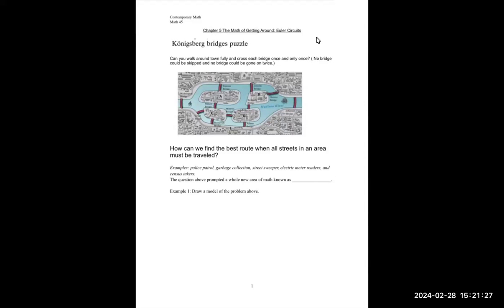This is chapter 5, the math of getting around: Euler circuits. So it all began with a fun puzzle called, I'm not sure if I'm saying this word right, the Königsberg bridges puzzle. Sorry, I'm saying that wrong. Can you walk around town?